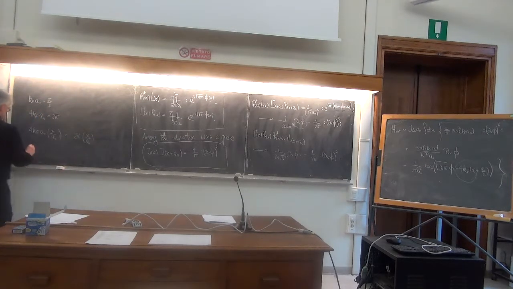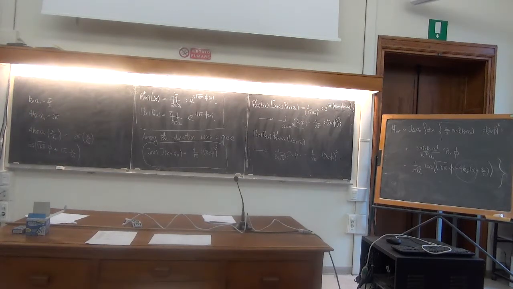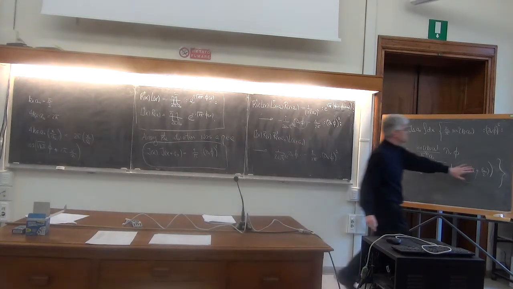So what's there in my cosine is essentially a cosine of square root of 16 pi phi plus 2 pi x over a naught. Yeah? Just rewriting this thing. Because the other piece just gives you an overall minus sign, so this one I dropped down.